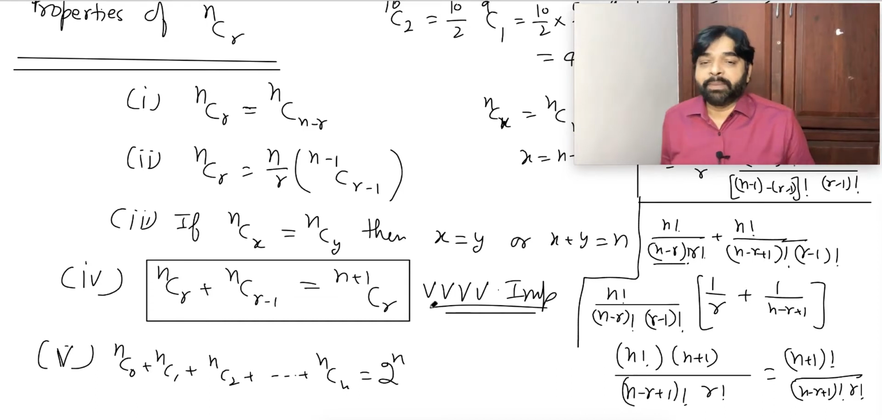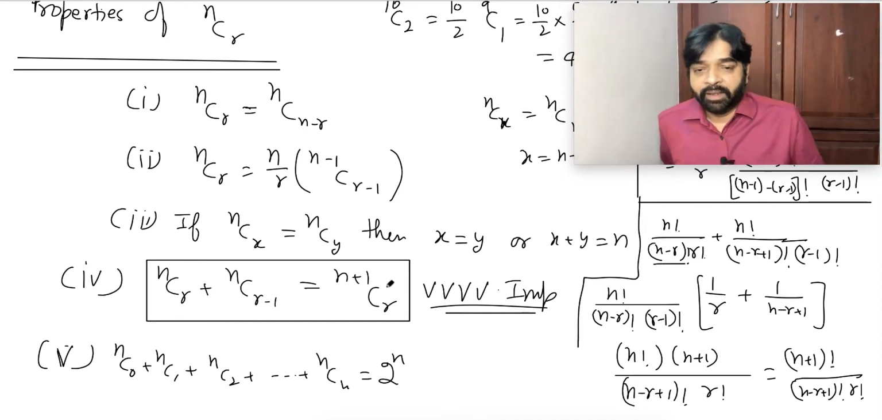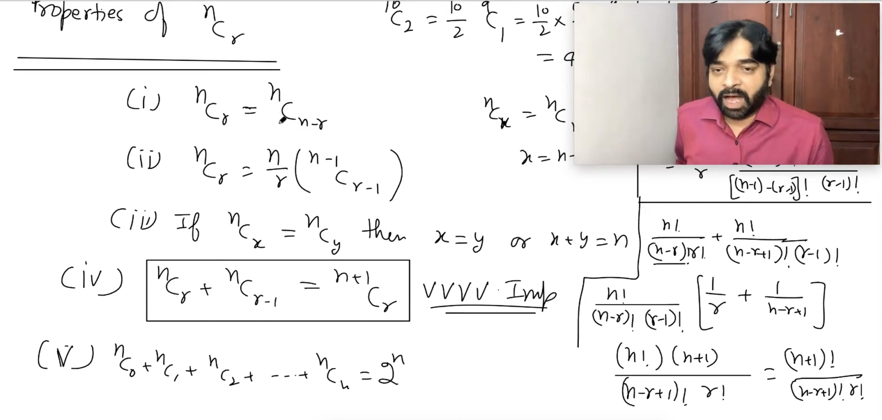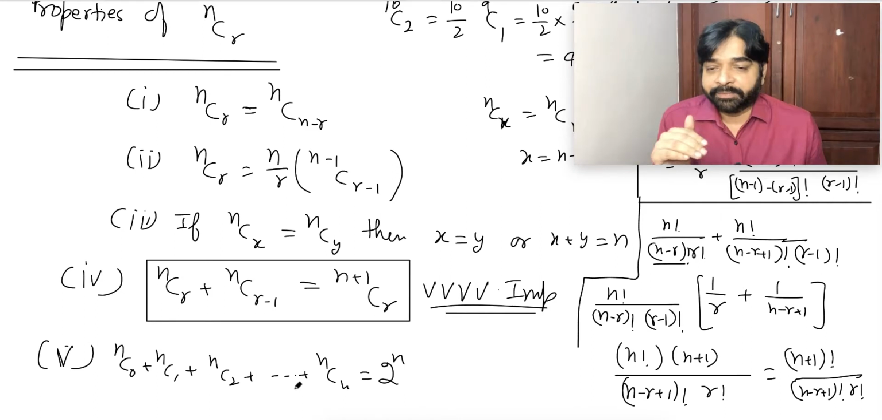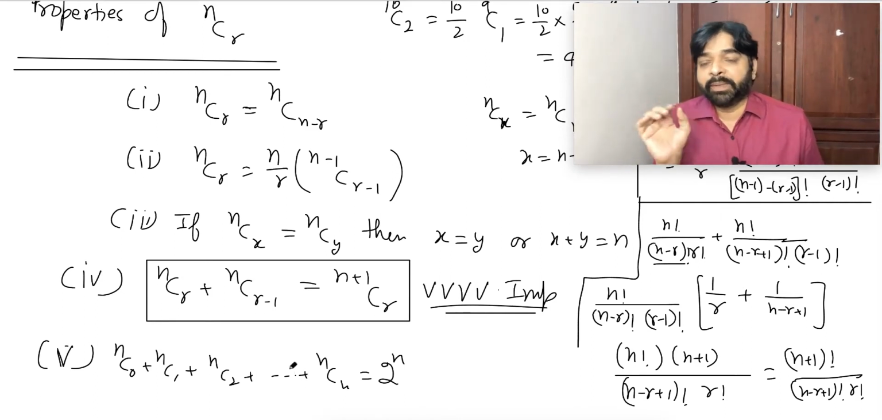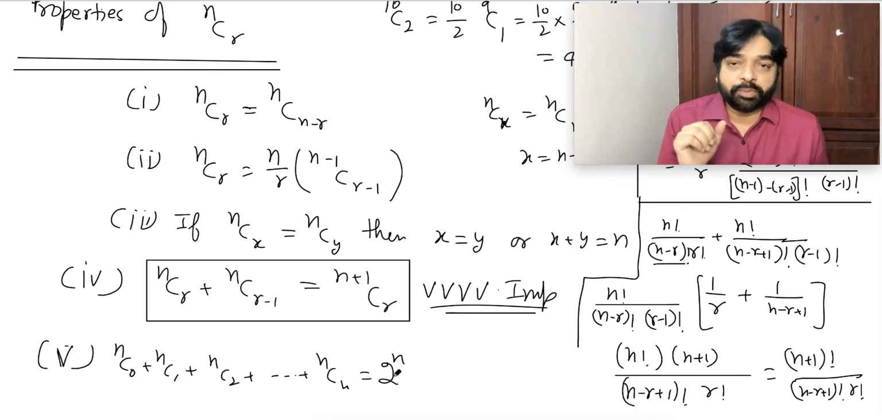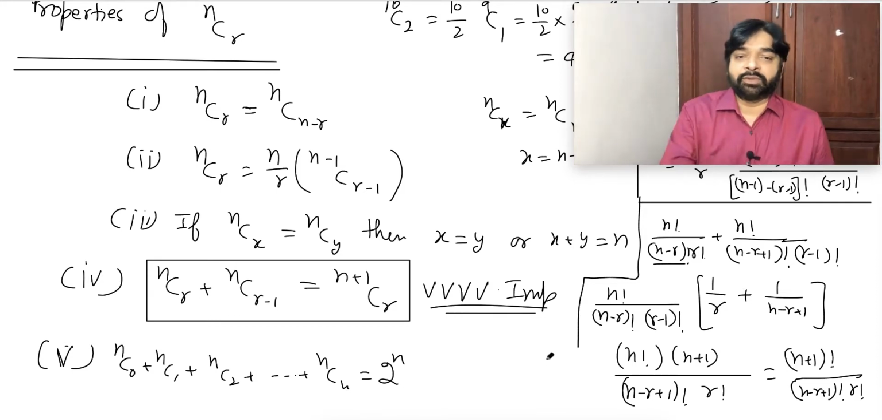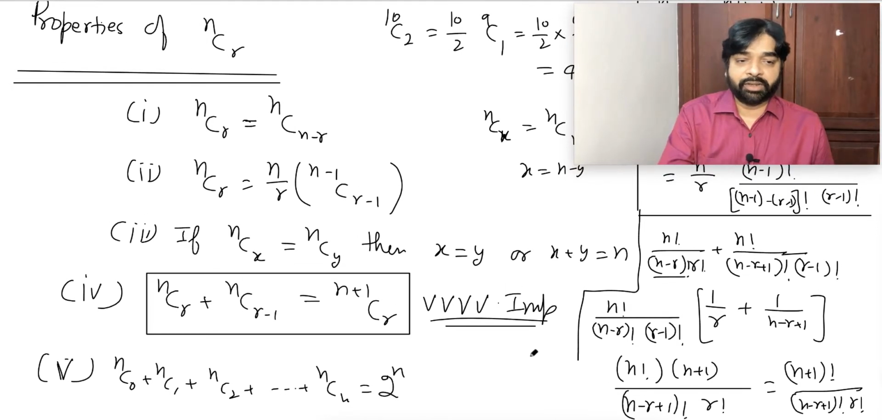So these are some basic properties of NCR which you have to remember. All these proofs you will see by logical mathematics at a later stage. So this property you have to remember. Means NC0 plus NC1 plus NC2 till NCn is always equal to 2 power n. If anybody asks you, can I change the page? If anybody is still writing, please take a screenshot.